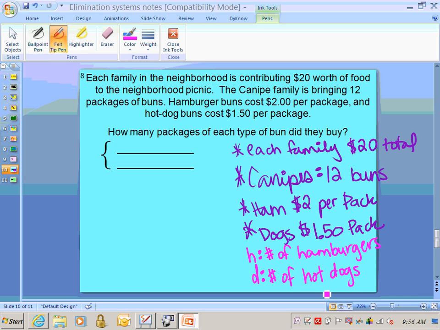I'm going to help you with the first one. Okay? They're giving us numbers of buns and they're giving us cost. Right? So one equation, let's make the first one for the total number. What was the total number of buns? 12. How many buns did they bring? 12. But what went into the 12?